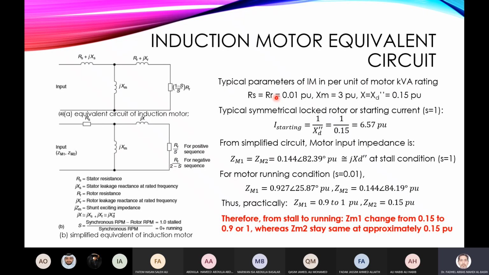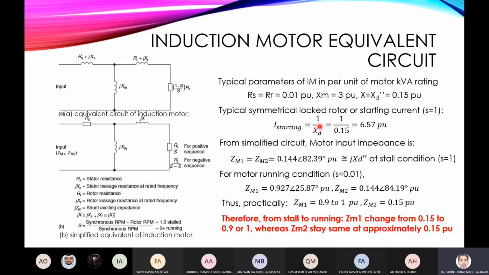Let's take typical parameters for an induction motor in per unit of its kVA rating. The stator resistance is 0.01 per unit, the magnetizing reactance is 3 per unit, and X, the sum of the rotor and stator leakage reactances, is 0.15 per unit. For the symmetrical locked rotor current, which we also call the starting current, the rotor is at standstill, so the slip is 1.